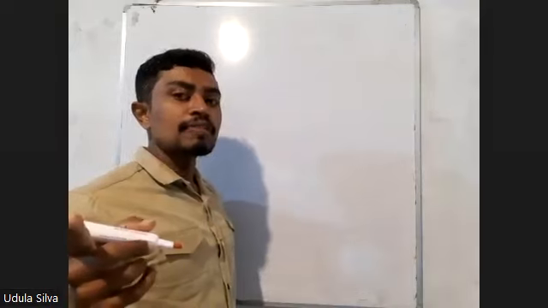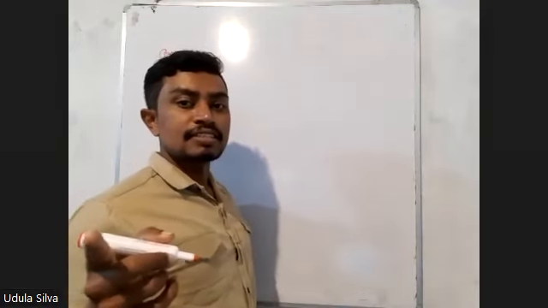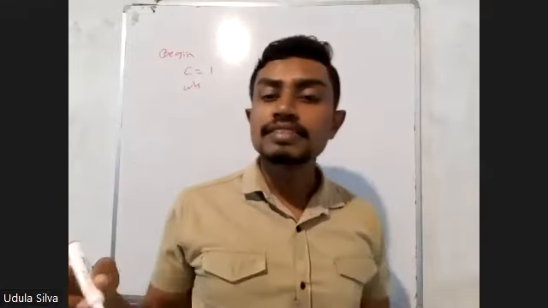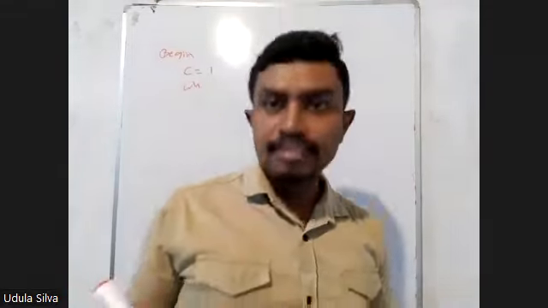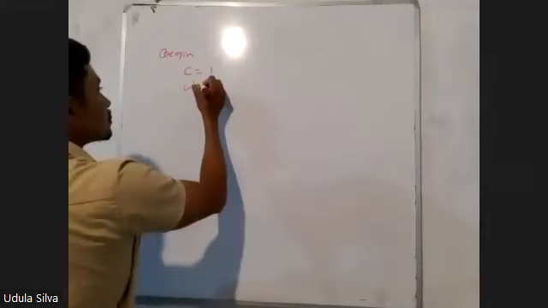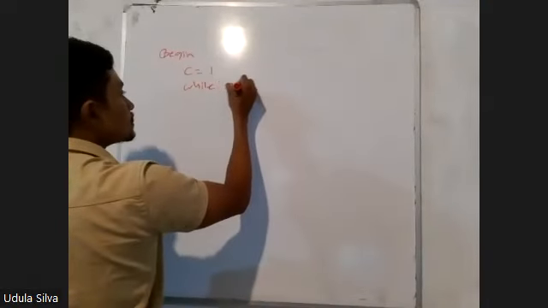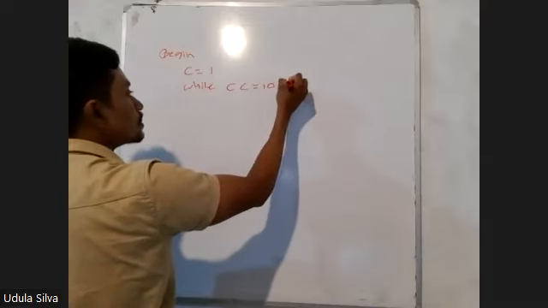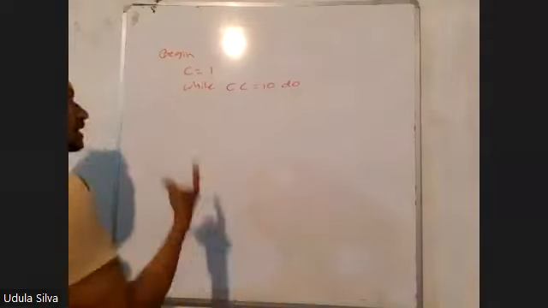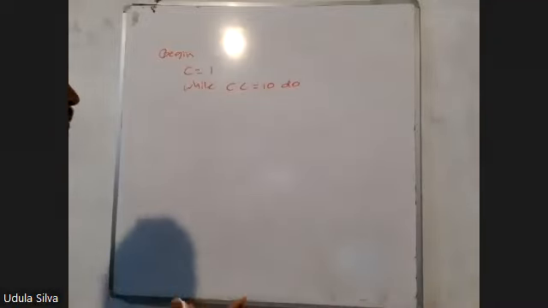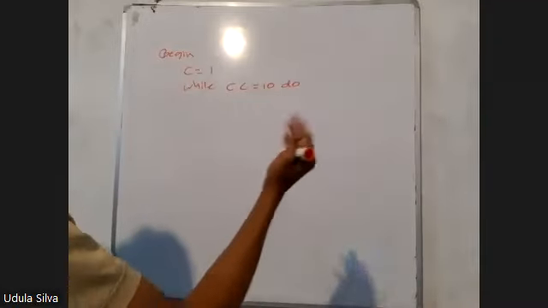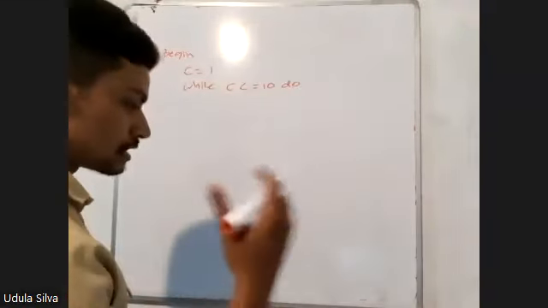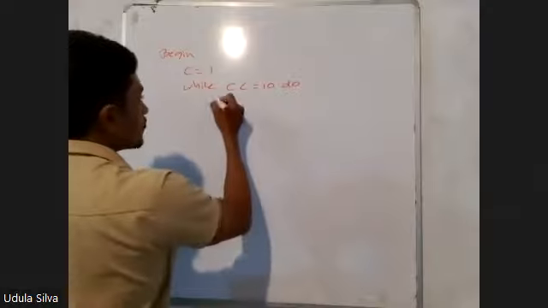Then what is the most suitable one? What is the most suitable one? Yes side now. Yes, while loop. While C less than or equal to 10, do. Why? 10 times: 1, 2, 3, 4, 5, 6, 7, 8, 9, 10. Even when C becomes 10, you should repeat this. 10 times. And then what?